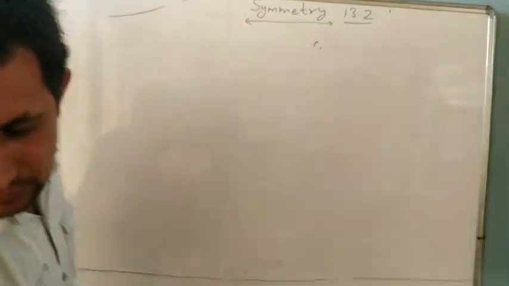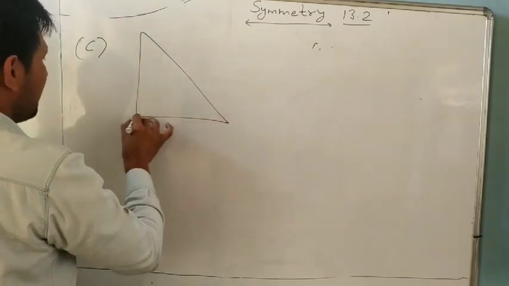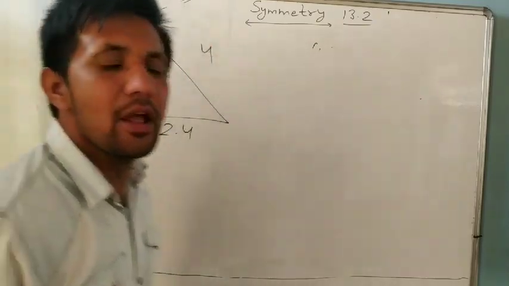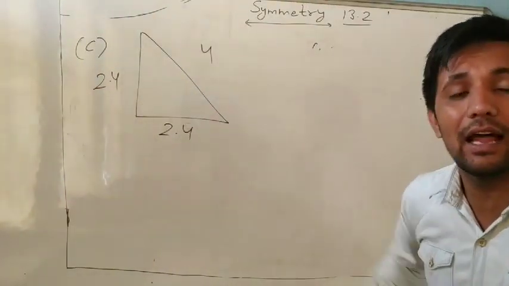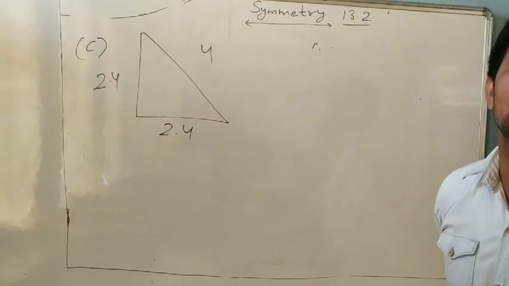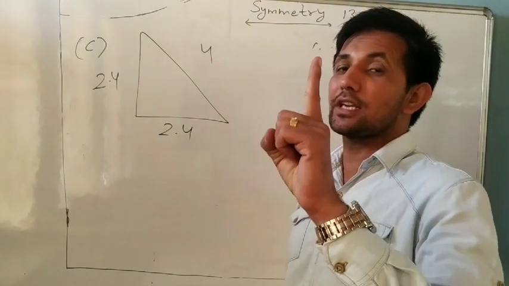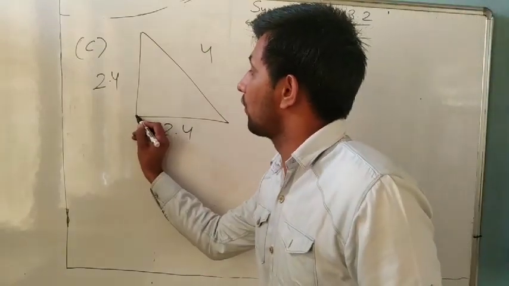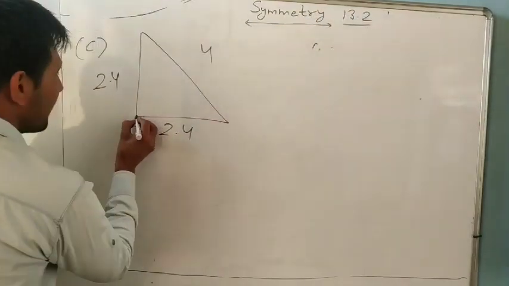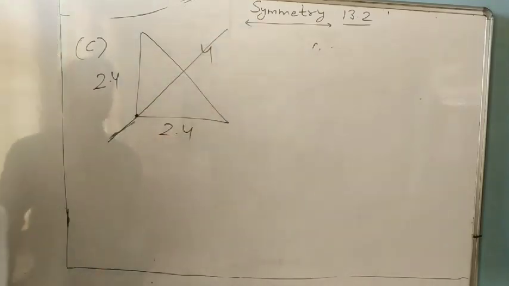Next part, C part. In C part, you will observe it is 2.4, 2.4 and I think 4 centimeters. We observe that in this triangle also, two sides are equal, and if two sides are equal, it means an isosceles triangle. And remember, the line of symmetry in an isosceles triangle is from the corner where the two equal sides meet each other. So 2.4, where do they meet? Here. So the line of symmetry is this one.